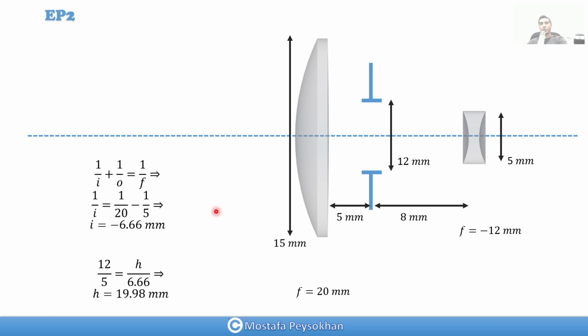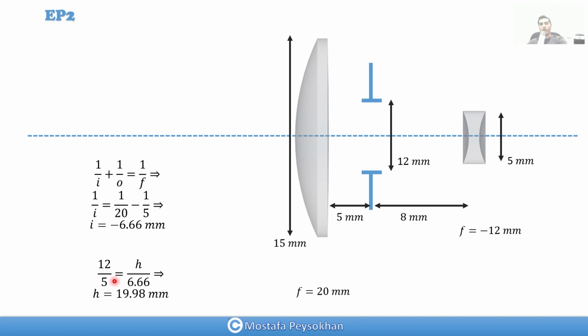Now let's see what about entrance pupil 2. We have an aperture here, which is 12, 5 millimeters distance from this lens. We need to image it. Paraxial approximation: 1 over I plus 1 over O, image and object, is equal to 1 over F. So 1 over I is equal to 1 over 20, which is the focal length of this lens, minus 1 over 5, which is the distance from here. After solving this equation, you find that I is negative 6.66 millimeter. So it should be on this side. And that's the first parameter, the position of the image.